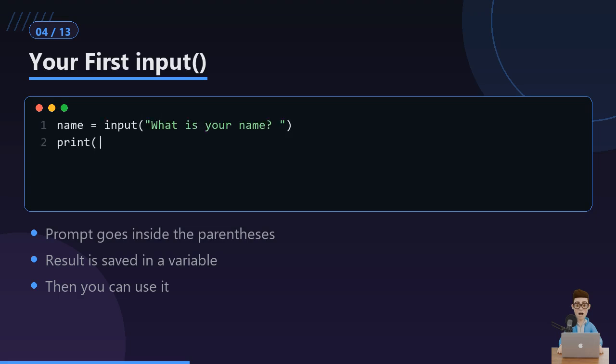Here is the simplest version. We put our question inside the parentheses, so the user sees it as a prompt. Whatever they type gets stored in the variable called name. Then print sends it right back out with a greeting. 2 lines, and your program is already having a conversation.